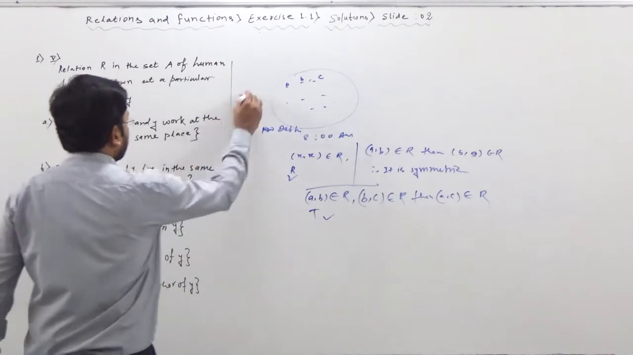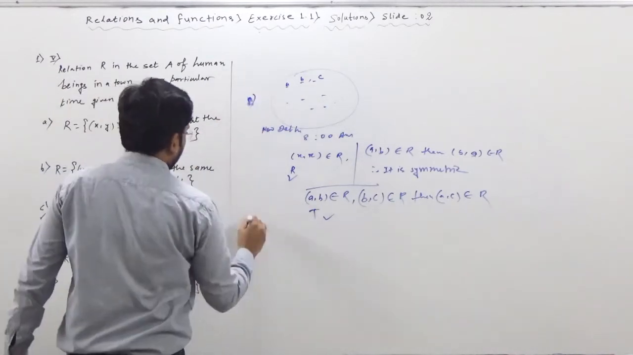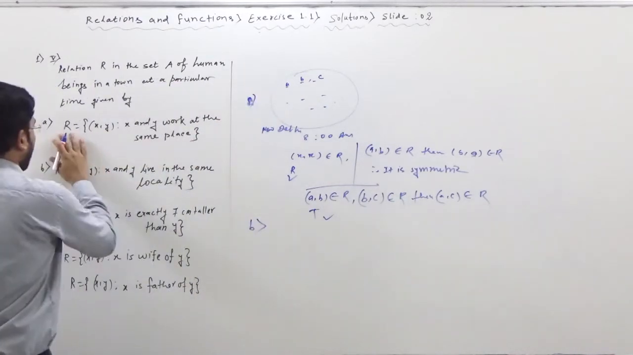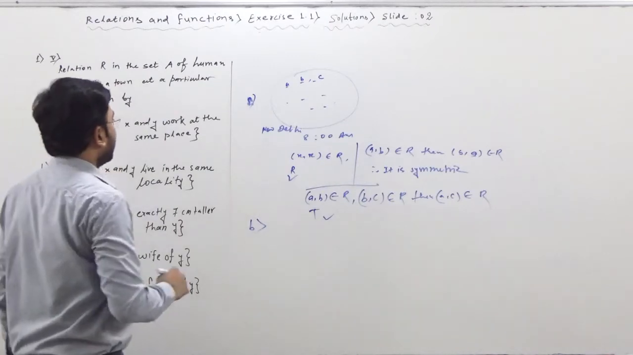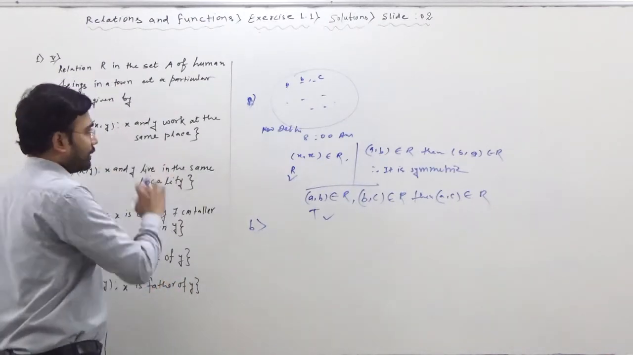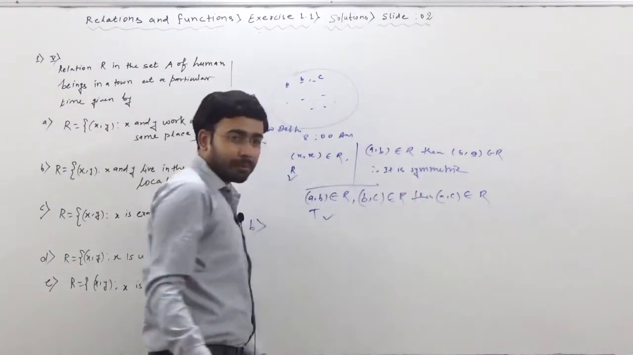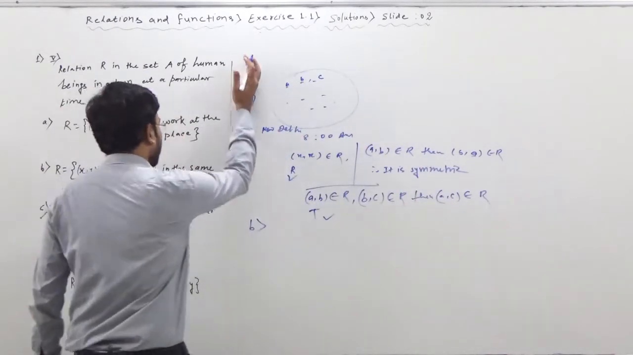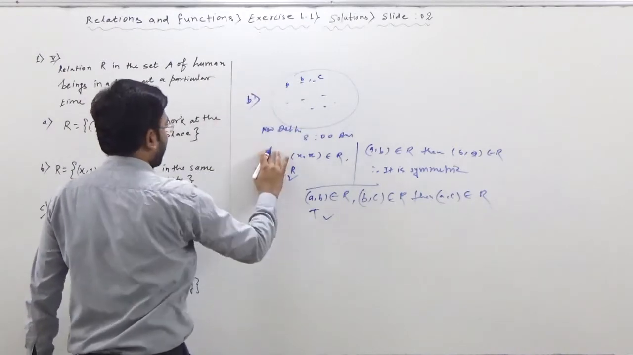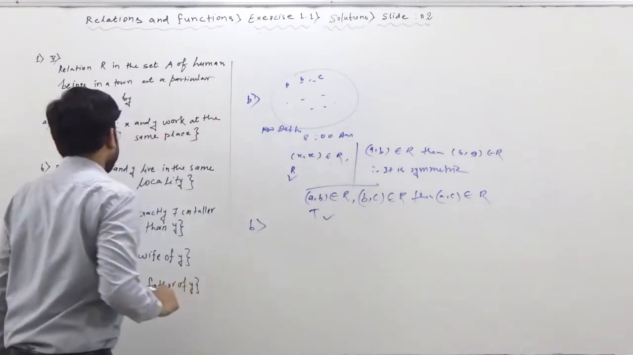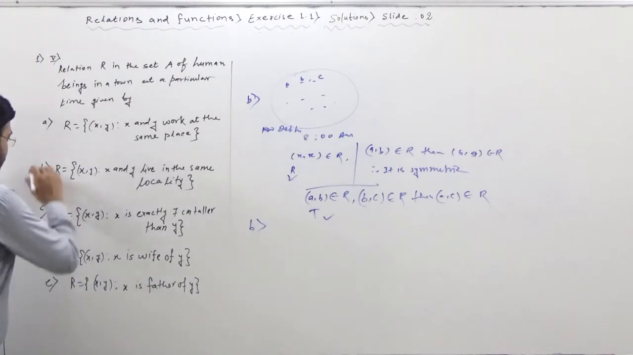Now the second one, this was the first one, A. Now we are taking question B. R is equal to (x, y) such that x and y work at the same place. Let's suppose this is a working place, then of course the same process will apply, and this is also true for all: reflexive, symmetric and transitive. Now this is done.